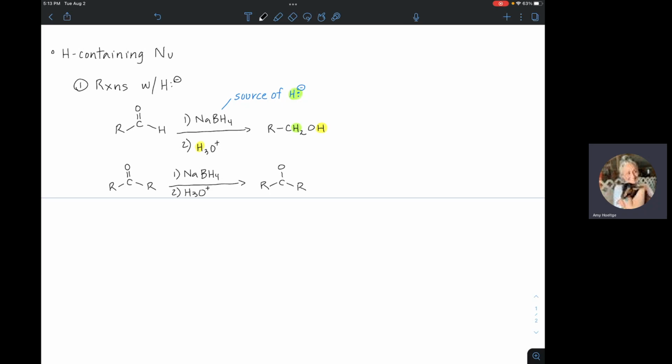And I have a secondary alcohol. What I've done is I have reduced the aldehyde to a primary alcohol, and I have reduced the ketone to a secondary alcohol.